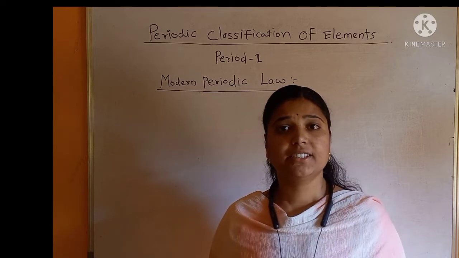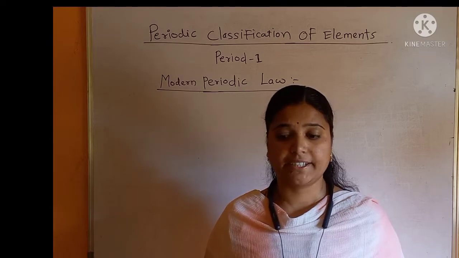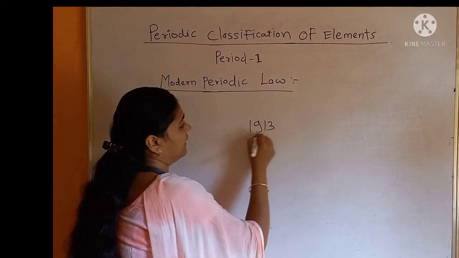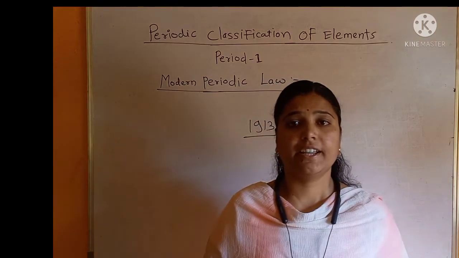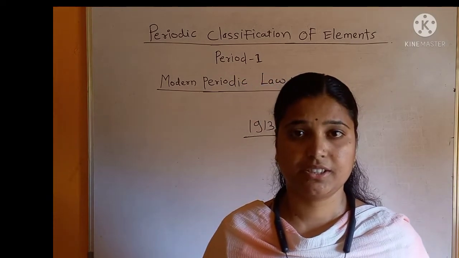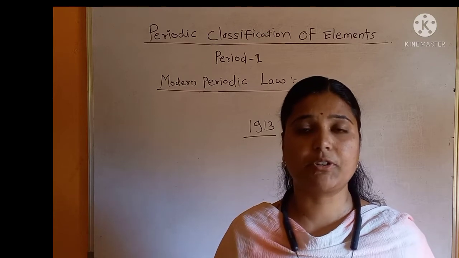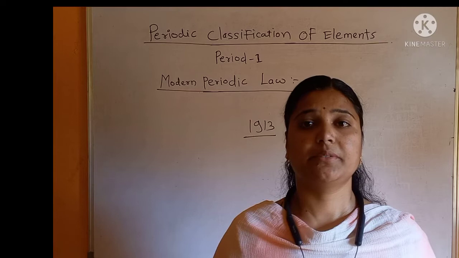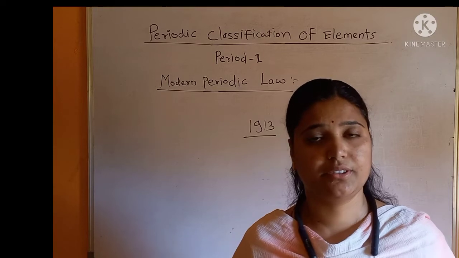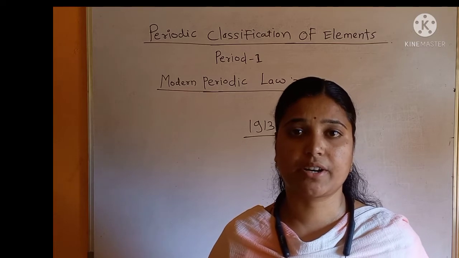But in the year 1913, the English scientist Henry Moseley discovered the internal structure of an atom. According to his discovery, there are electrons present in different shells of the atom, and in the nucleus of an atom, protons and neutrons are present. The atomic mass number is nothing but the addition of protons and neutrons. It is called the atomic mass number.